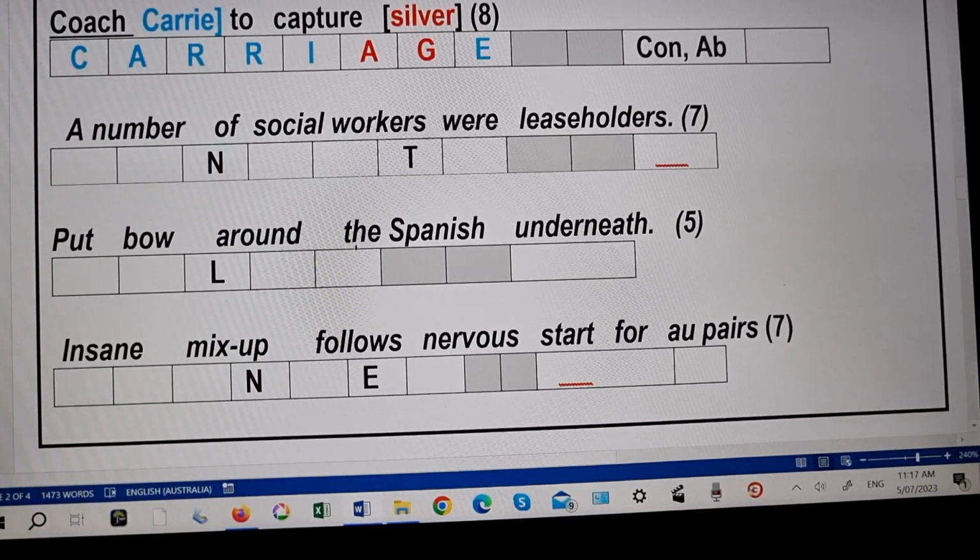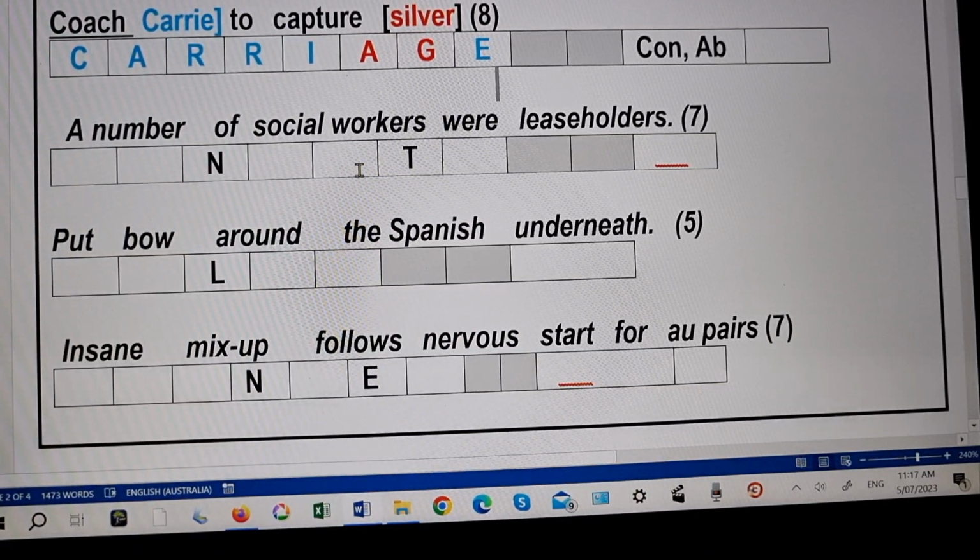Next one. "A number of social workers were leaseholders." A number of social workers. Social workers, look, that's an abbreviation, I think. What are social workers? You ready for this one? Oh, sorry, I'll let you go. You go and come back. All right.